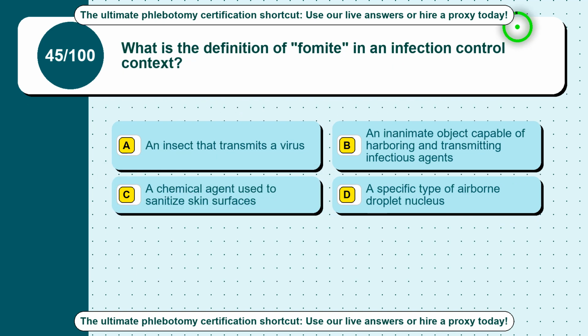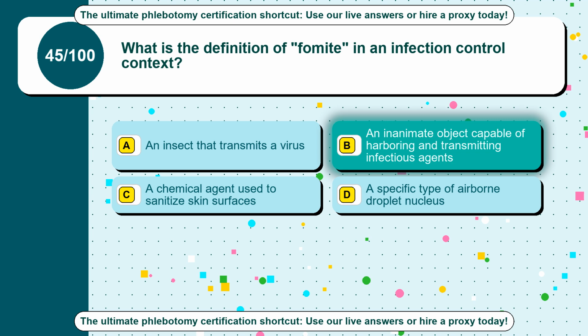Question 45. What is the definition of fomite in an infection control context? Option A. An insect that transmits a virus. Option B. An inanimate object capable of harboring and transmitting infectious agents. Option C. A chemical agent used to sanitize skin surfaces. Option D. A specific type of airborne droplet nucleus.